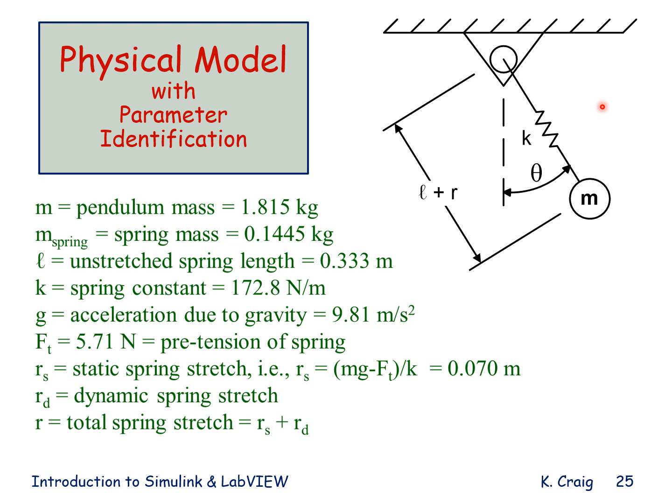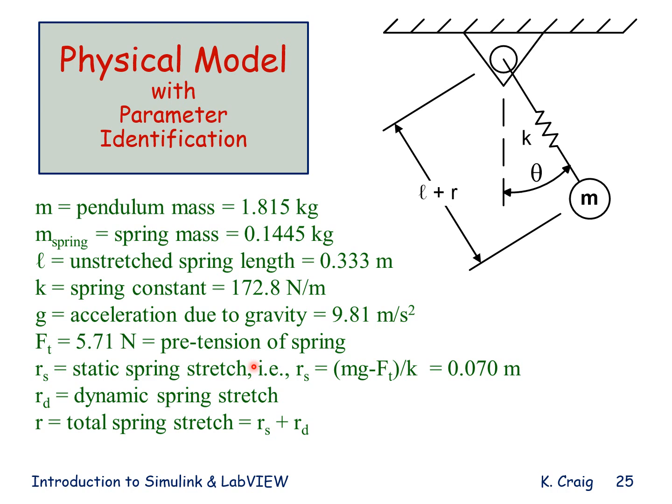The parameters that we need to identify are the pendulum mass, which we weighed, the spring mass, which we weighed, the unstretched length of the spring, which we measured, the spring constant, which we had to perform 2 static tests to determine the value of. The acceleration due to gravity, we assume is constant and given. The pretension of the spring is something we discover in our test to determine the spring constant.